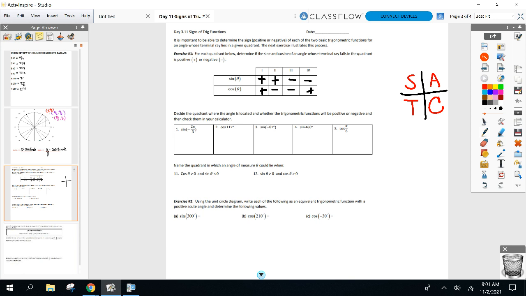Okay, so let's go through these angles right now. I want to know what quadrant we're in and if it's positive or negative. I don't want to know that value. I just want to know if it's positive or negative. Sine of negative 2 pi over 3. Oh boy. Can we convert this real quick? Pi over 3 is 60, times 2. So this will be the sine of negative 120. With me still?